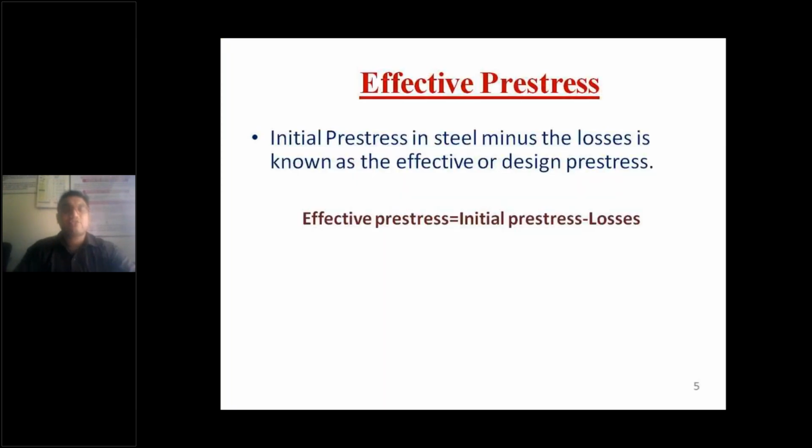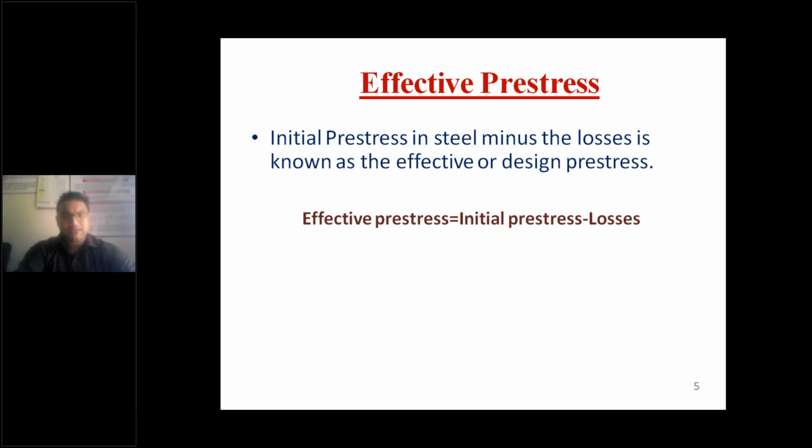And next, coming to the effective prestress. What do you mean by effective prestress? Here effective prestress is what remains after the losses which you are going to get, right? Even with this formula you can calculate it. Effective prestress is nothing but initial prestress minus losses. What are the losses? The summation of all the individual losses will give the complete losses. So the initial prestress in steel minus losses is known as the effective or the design prestress value.